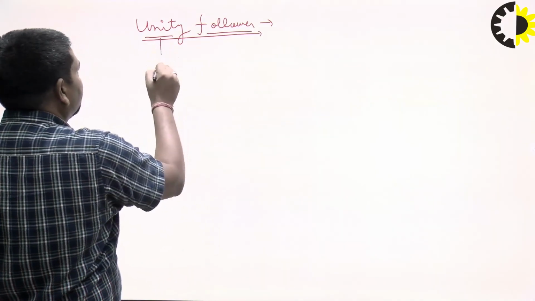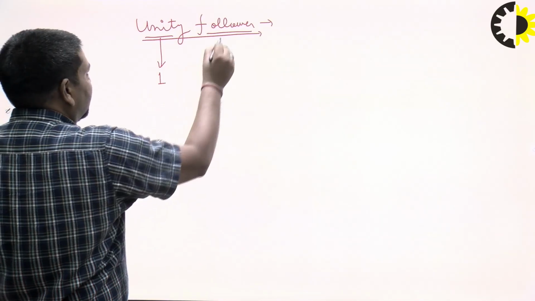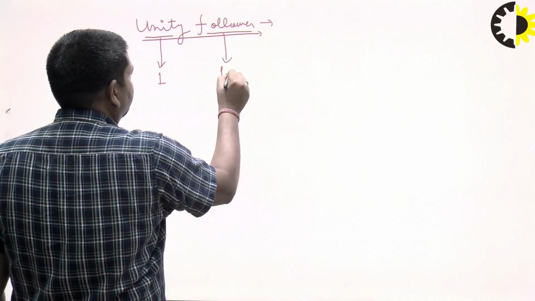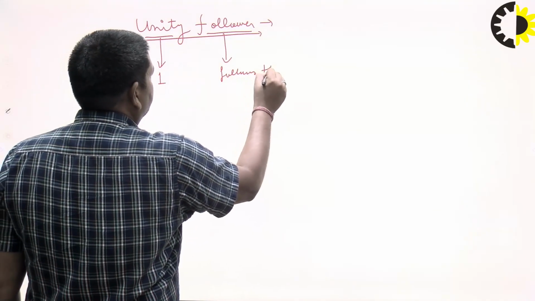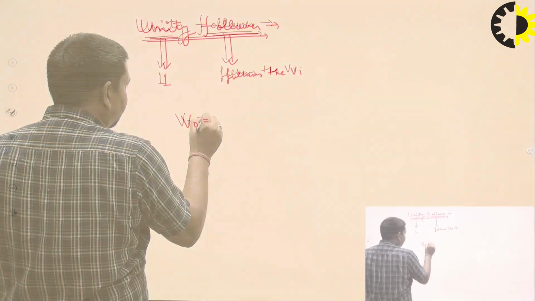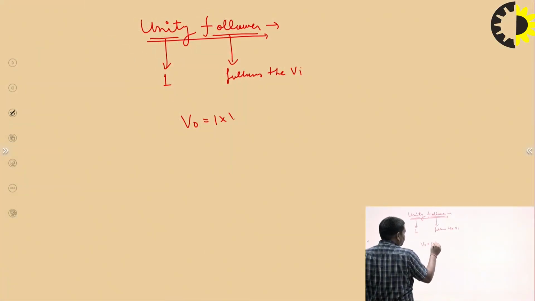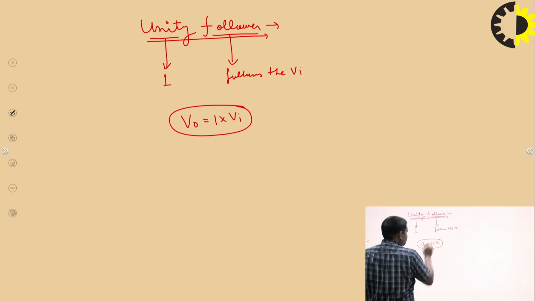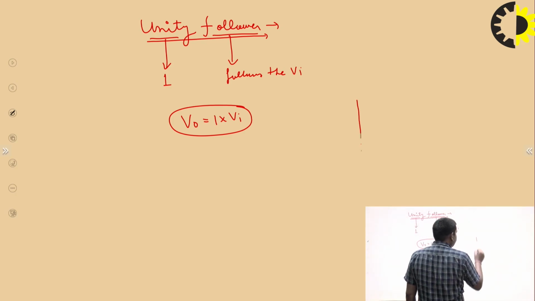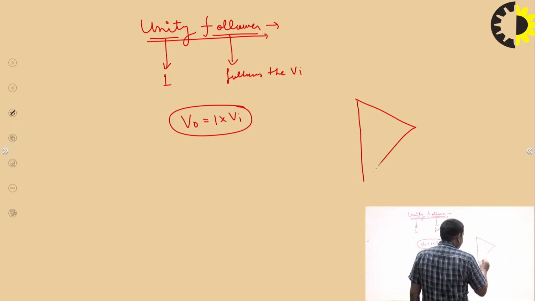So what is the meaning of unity? Unity is one, and follower means it follows the input voltage. So the output should have a gain of 1 and follow the input voltage. That means the output voltage has the relationship V0 is equal to Vi. Such an operational amplifier is called a unity amplifier. How do we design a unity amplifier?